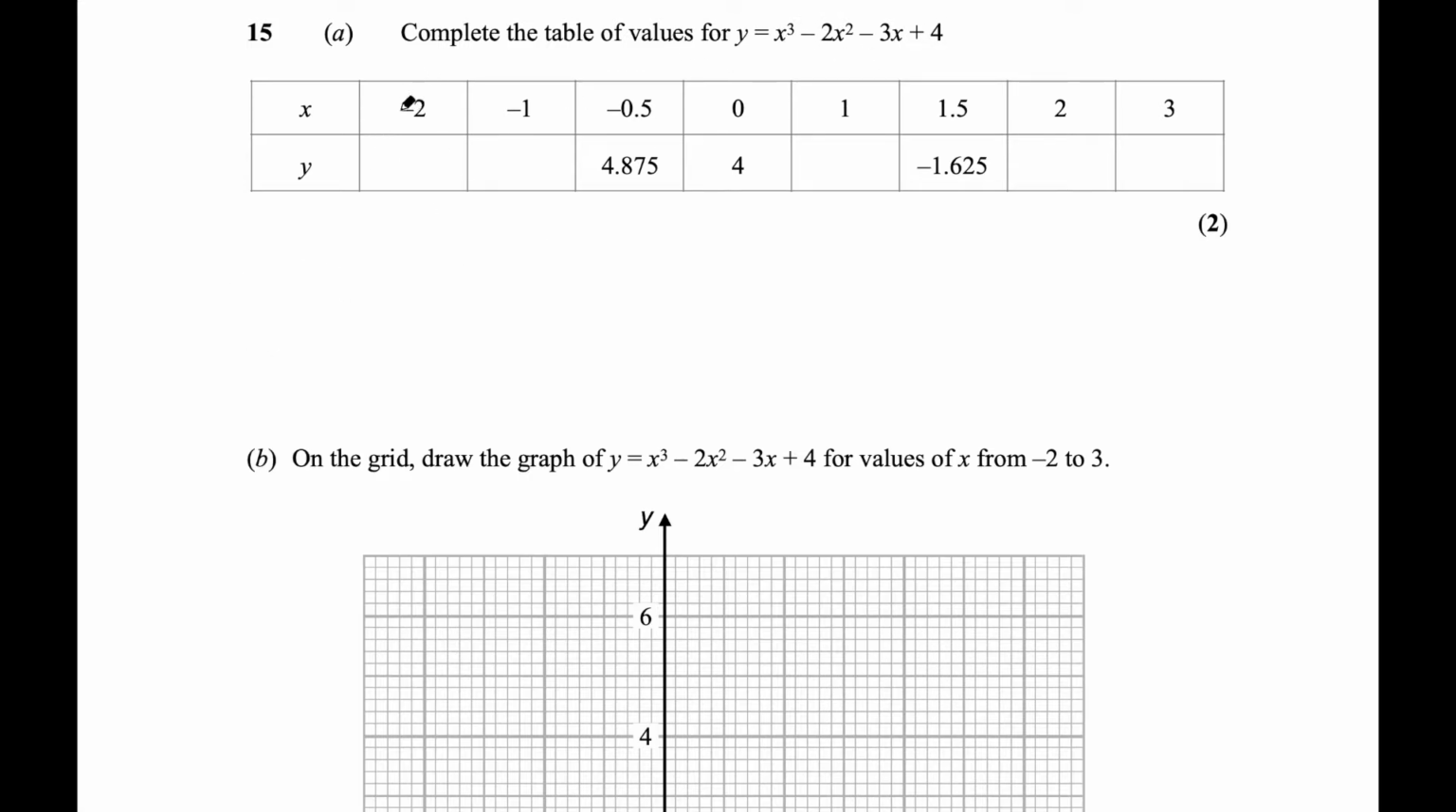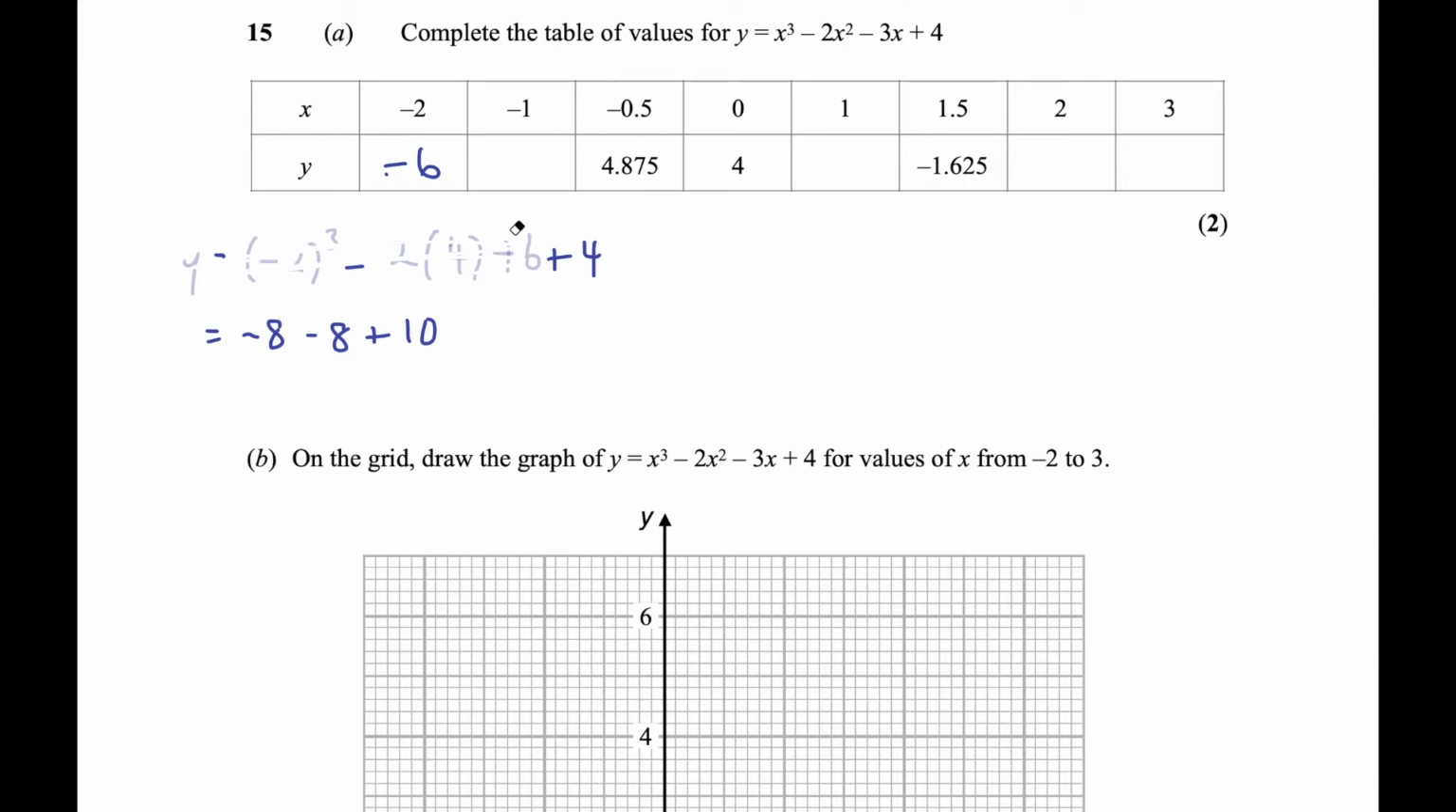So for the first one, I'm substituting -2 into this equation here. So y is going to equal -2 cubed take 2 times -2 squared, which is going to be 4. -3 times -2, that's +6 plus 4. So then I have -2 cubed, that's -8, take 8 plus 10. So -16 plus 10, that would be -6. So the y value there, -6.